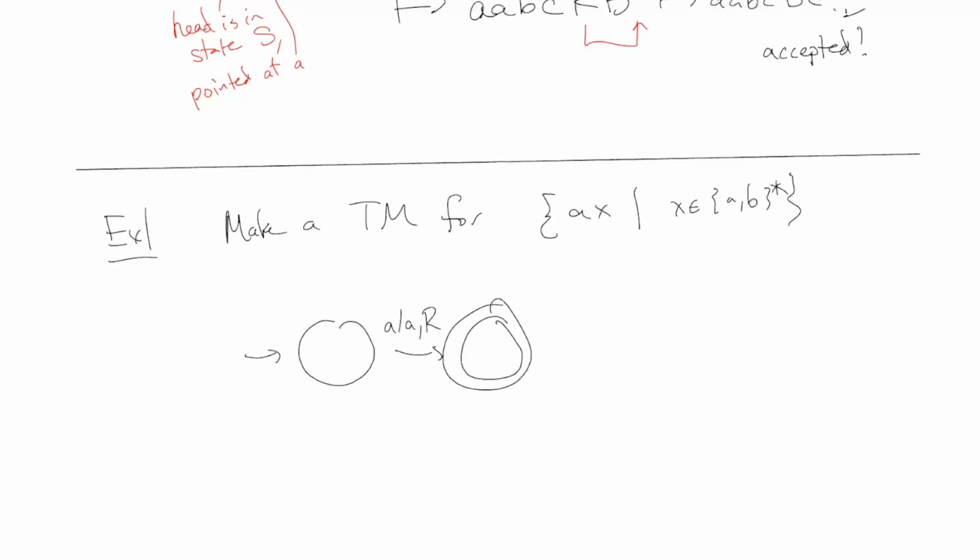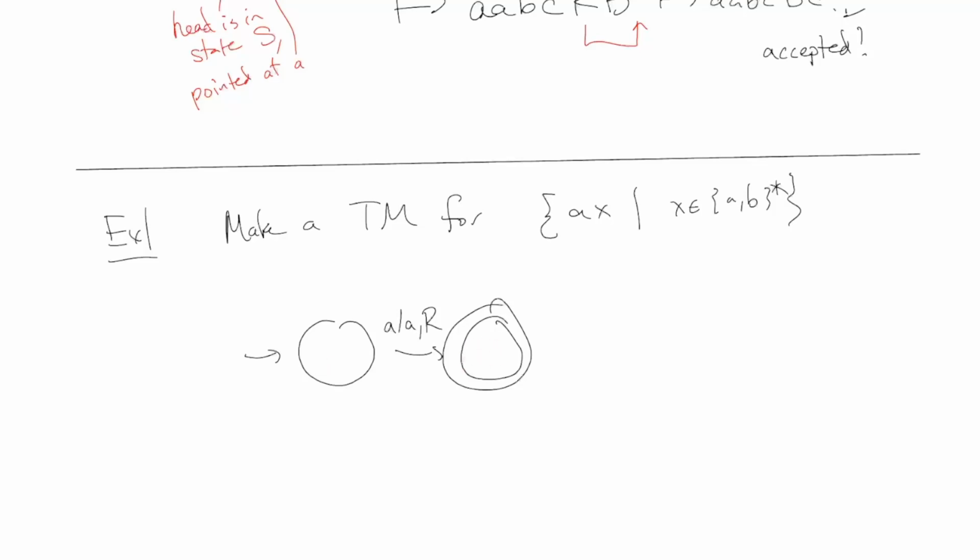So I'm going to put A, A, R, meaning if you see A as the first letter, keep it as an A, and then move to the right by one position. Although it actually doesn't matter if you keep it as an A or not. It also doesn't matter if you move to the right or to the left. But then you go to the accepting state.